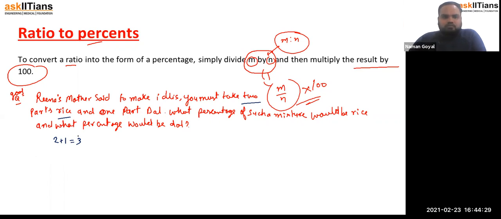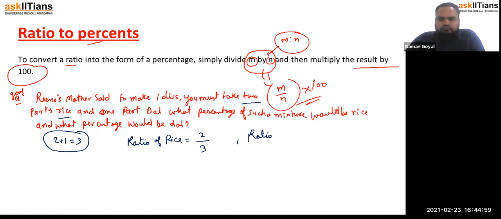So we have to take 3 parts in total. Now I am asking for the ratio of rice. How much part of rice is there? It is a ratio, or we can say a fraction. So 2 parts out of how much? 3. So this is the ratio of rice, and the ratio of dal is 1 part out of 3 total parts.